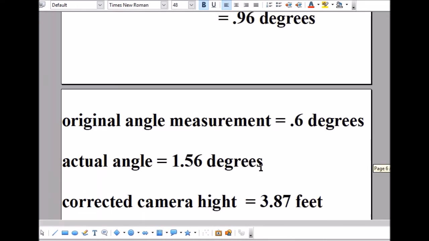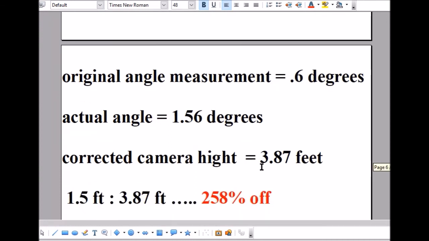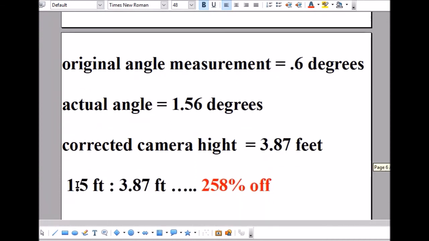So the corrected camera height would be 3.87 feet. What he calculated by the math was 1.5, but when the math was corrected with more accurate measurements, it was 3.87 feet. That's 258% off. I guess that gives us an idea why some people wouldn't depend on math to decide the shape of our world. Thank you.